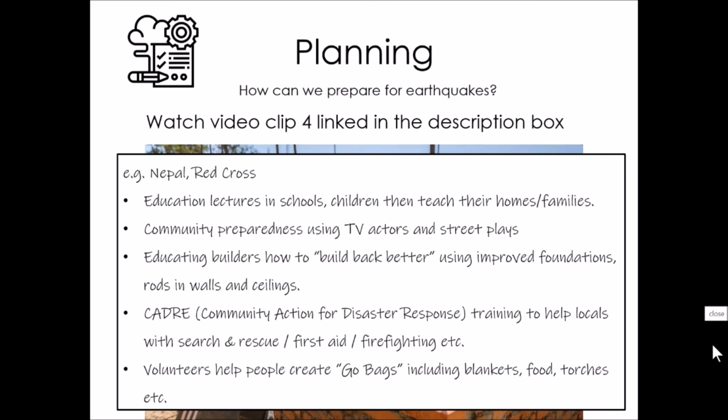And go bags are a thing in every single hazard that we look at in this topic, where having a bag full of stuff that you can literally grab and take with you if you're suddenly exposed to one of these hazards is really important. And in this video, you saw that they were including lots of necessities like blankets, food like rice and noodles, batteries, torches, anything that people are going to need to help get them through the first day, couple of days, maybe even a week after that earthquake, if they're unable to go back to their property to find their own belongings.